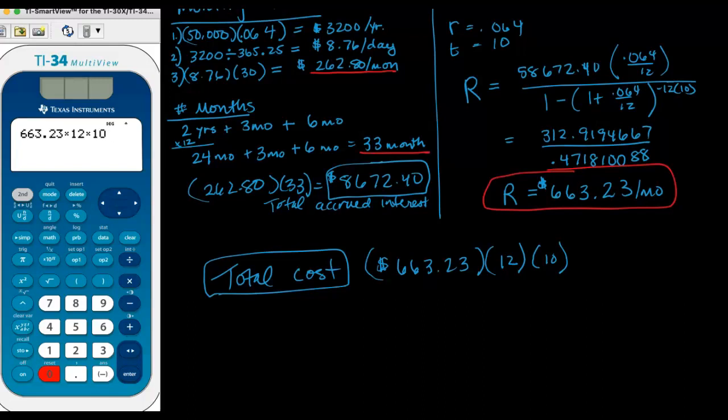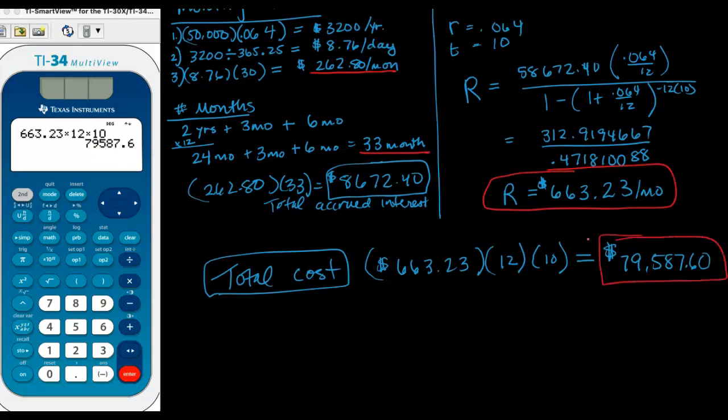So that $8,672.40 of accrued interest, that's factored into that monthly payment formula because she's capitalizing that interest. If the interest were uncapitalized and she was making payments while in school, then that'd be different. But anyway, so we're just going to multiply these together, and we end up getting a grand total of $79,587.60. And you might remember with the subsidized loan, the total cost was a little over $68,000. So more than $10,000 difference between those two loans. And this one even has a lower interest rate.